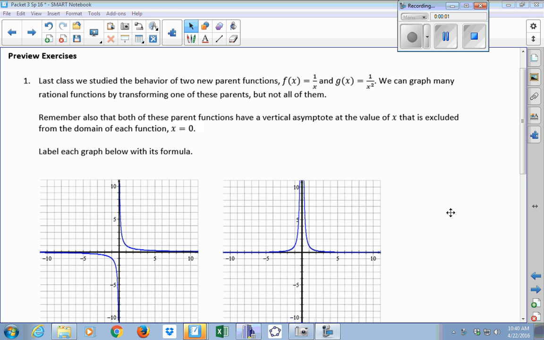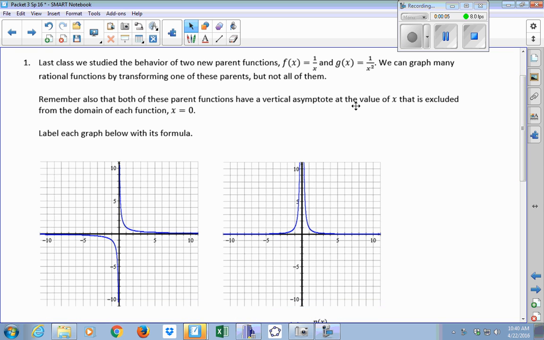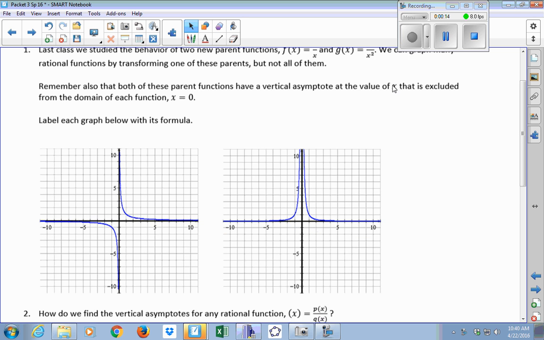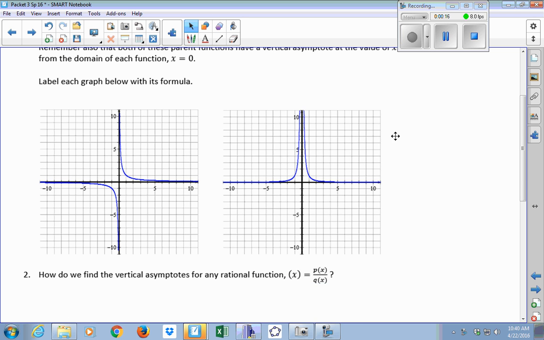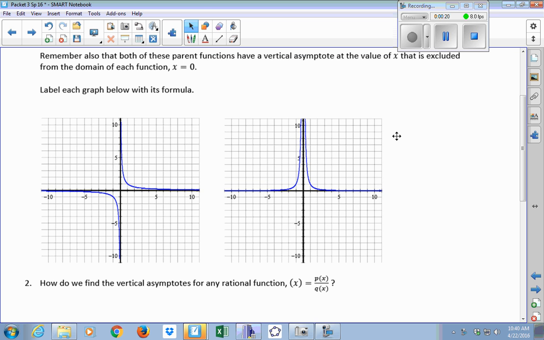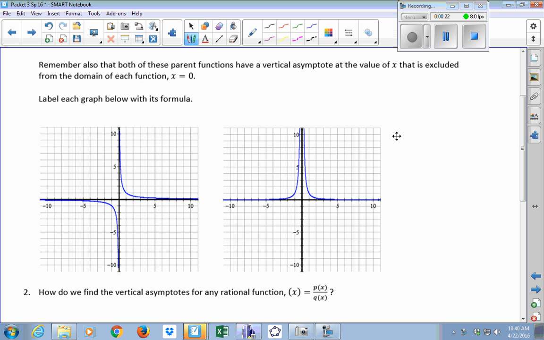These were the two rational functions that we called parent functions in Wednesday's class, and we only have two choices here. One of these is the reciprocal function, and the other one is 1 over x squared. So if we were to label each graph with its formula, this is the reciprocal function. It has symmetry about the origin, okay? And this is the other function, 1 over x squared.